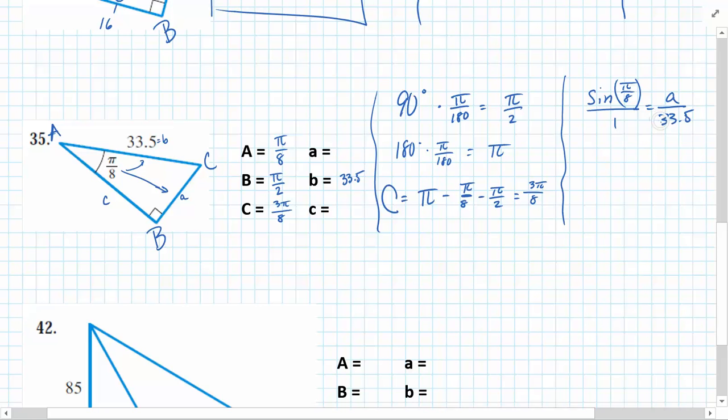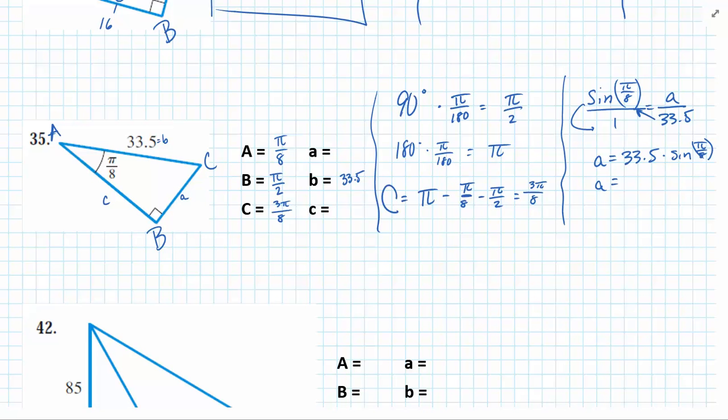Then that tells me I should multiply 33.5 times sine of pi over 8 and divide by 1. That'll tell me what A is. Since I know what anything divided by 1 is, I really only have to do this calculation, 33.5 times sine of pi divided by 8. The thing to remember here is that your measurement for your angle was given to you in radians, so your calculator better be set to radians.